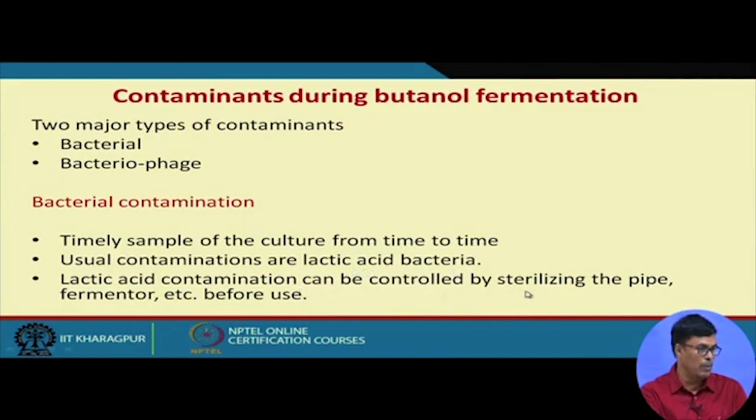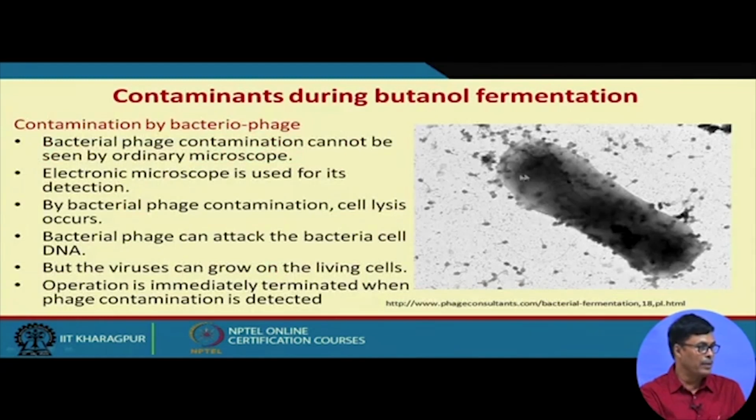Lactic acid bacteria contamination can be controlled by sterilizing the pipes, fermenter, etc. before use. Now, this is the bacteriophage. How does it attack the bacteria? Bacteriophage contamination cannot be seen by an ordinary microscope. This is because a virus is a very small particle, so we cannot visualize it under the microscope. It is much smaller than bacterial cells. We know the size of the bacteria is 0.5 to 2 microns, so it is much less than that, and it is very difficult to visualize in an ordinary microscope.